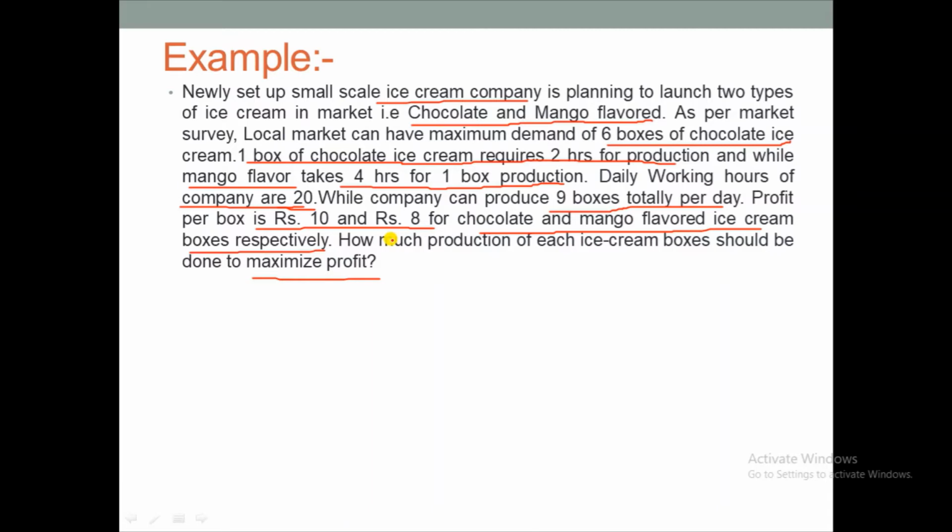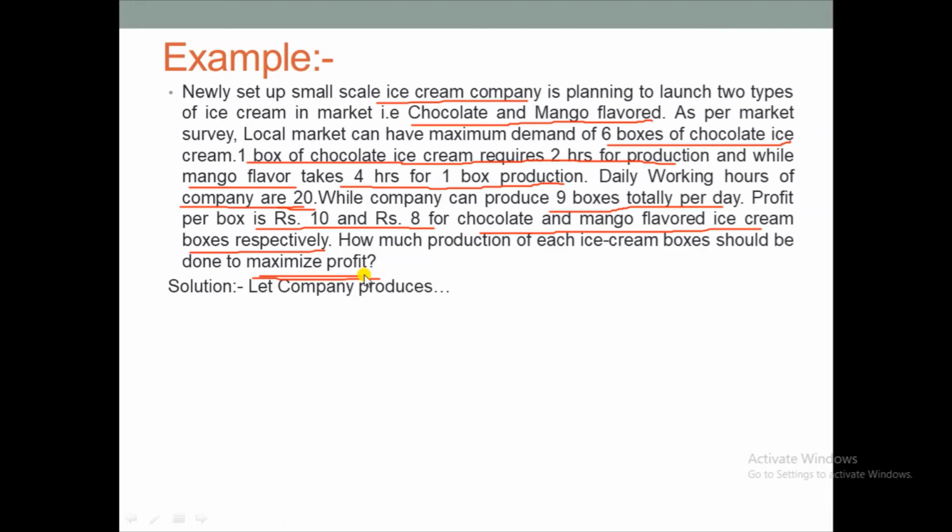So there are going to be different conditions. A company can go for only chocolate flavored ice cream if profit is more. A company can go for only mango flavored ice cream if profit is more. Or there may be a combination of production of chocolate flavored ice cream and mango flavored ice cream, provided that it gives a maximum profit. So whatever the condition may be, it should give maximum profit. Okay, so let's see the solution.